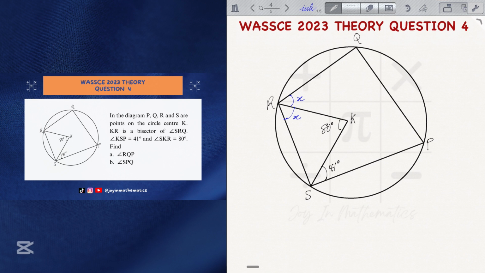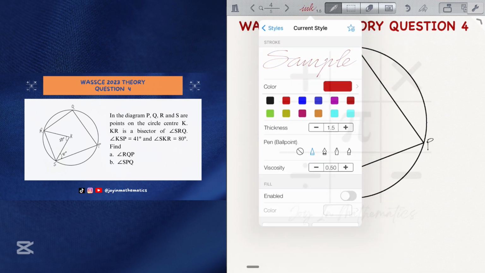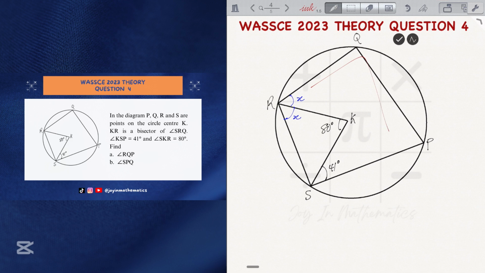We're also given that angle KSP, that is this angle, is 41 degrees, and angle SKR, which is this angle, is 80 degrees. We should find the angle RQP. That means we are looking for RQP, which is this angle. Let's call it a, and angle SKR.